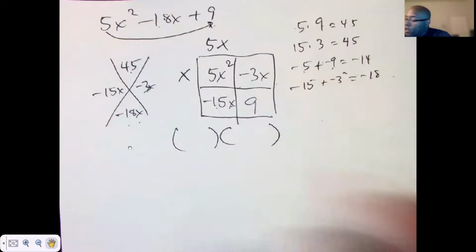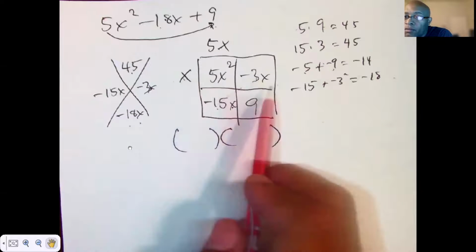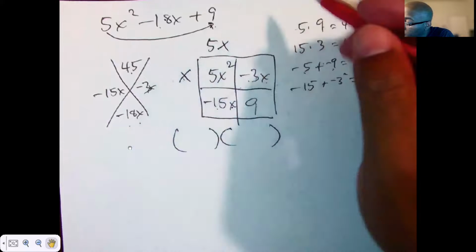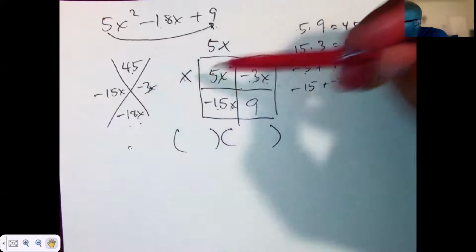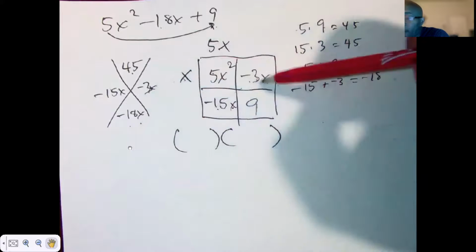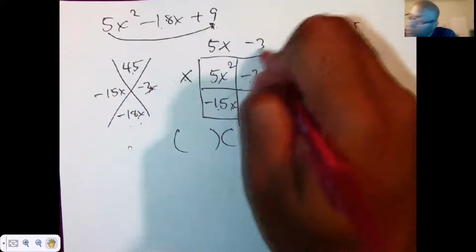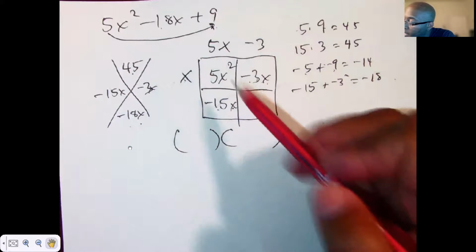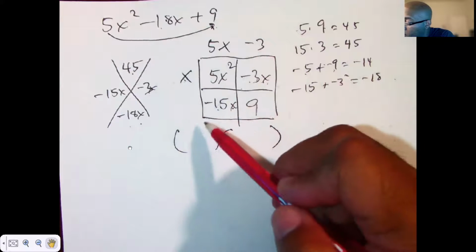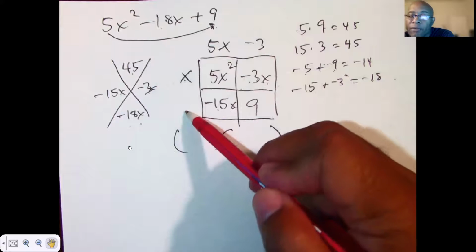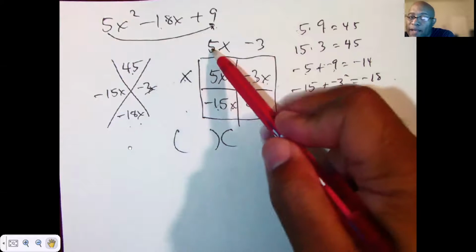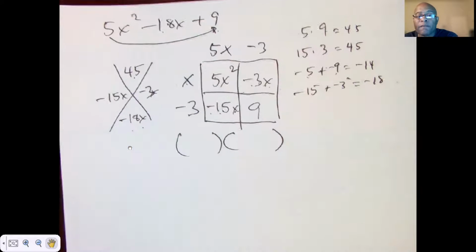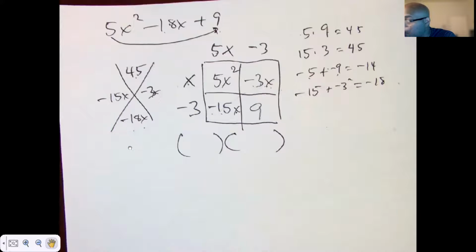If I compare these two, what do they have in common? Negative 3x and 9. Well, no, that's not what I'm looking at. I'm asking what I multiply times x to get negative 3x? Negative 3. What am I multiplying times 5x to get negative 15x? Excuse me. What am I multiplying times 5 to get negative 15? I'm multiplying negative 3.